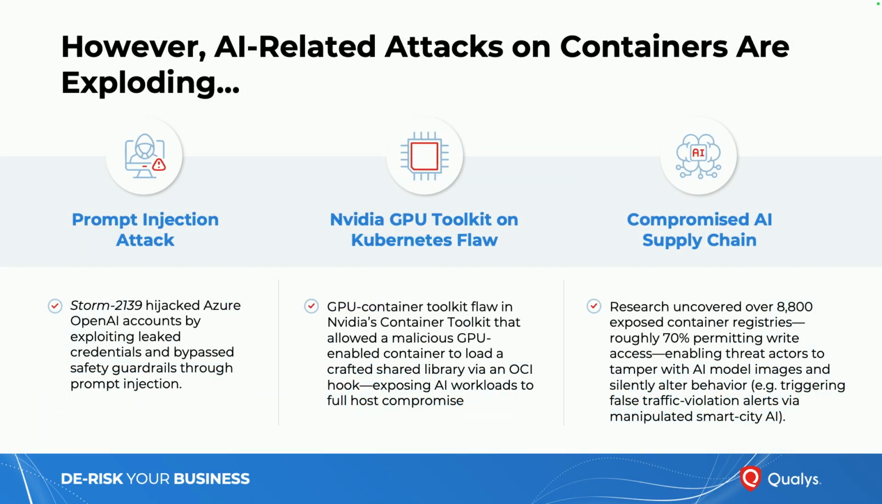However, there's been a recent wave of attacks. Prompt injection attacks. There was a recent one, for example, on the NVIDIA GPU toolkit, where a malicious image was able to load a shared library that exposed AI workloads and gave full host compromise. And even your AI supply chain is compromised. You never know what's going into the packages, whether it's AI libraries. And so you have to have full code to cloud protection across your AI supply chain.